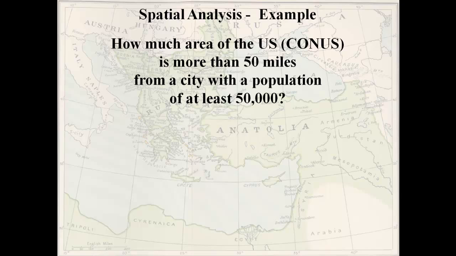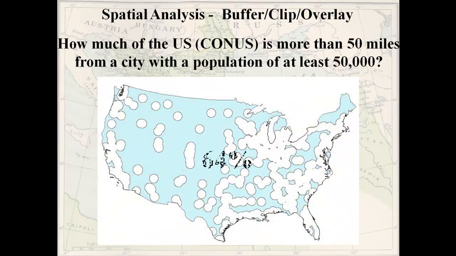So if I skip to the end of this question, this is what it'll end up looking like. And the answer is basically 64%, which to me was a surprisingly high number, of the contiguous United States is more than 50 miles from a city with a population of at least 50,000. So how do we get from our input data to this final product? And that's what we're going to use a geoprocessing workflow to do.